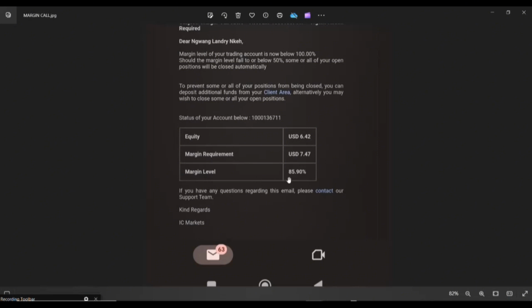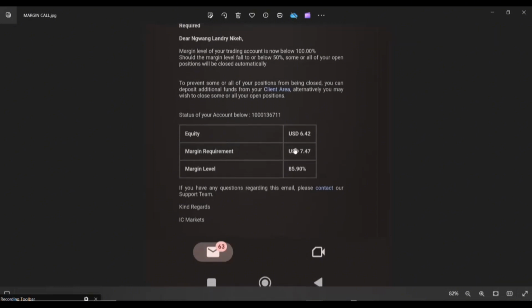They will tell you your margin level is 85.90. Your required margin, the amount of money that you require to be in that trade, your collateral, is 7.47, but what you currently have is 6.42. So you don't even have enough collateral to be in that trade. You're supposed to put 7.47 to be in the trade, but your account is currently 6.42. So you cannot be in this trade.